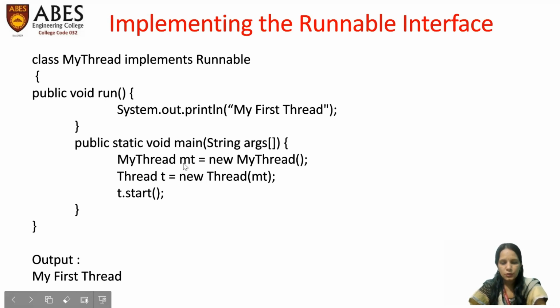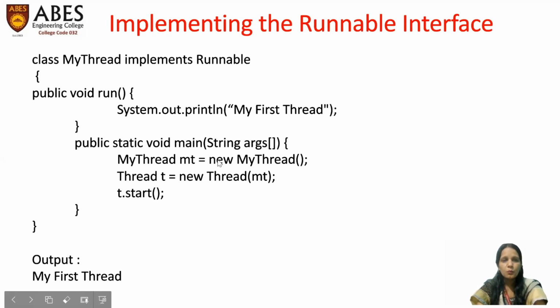So this point you must remember, that if you are using the Thread class, then you can directly call the run method using the object of your class, right? But if you are implementing the Runnable interface, then you must create the object of your class as well as the Thread object, right? So this point you must remember.